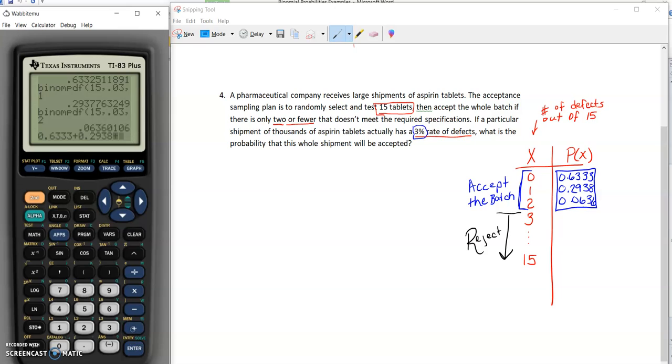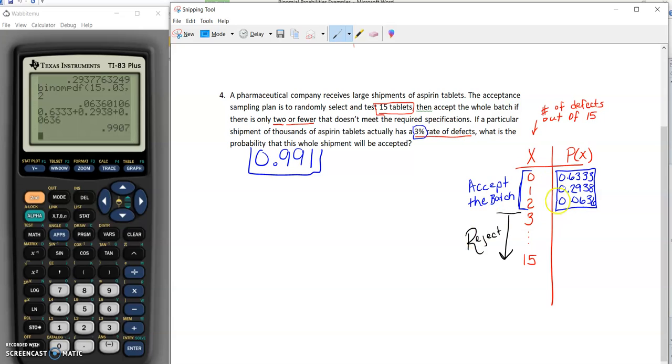And again, these are rounded, so my answer will be slightly off because I rounded, but it should still be really close. I'll round this to 3 decimal places, so 0.991. That's the probability. If there's a 3% defect rate in the whole shipment, that's the probability that our sample has 2 or fewer defects, meaning our sample is good enough that we accept the whole batch.